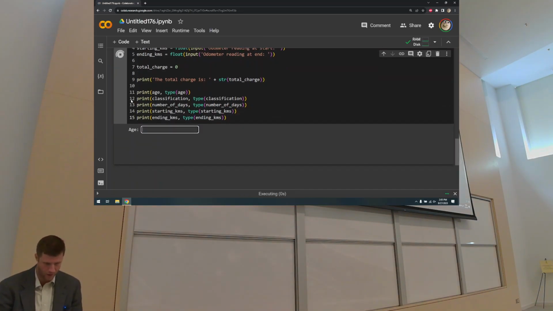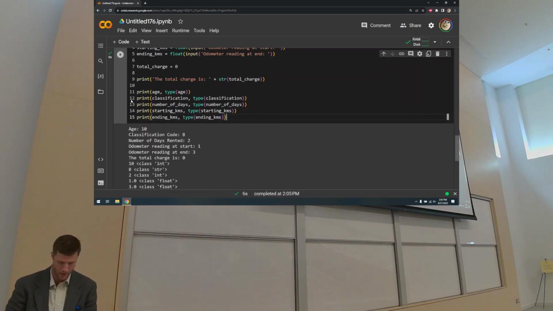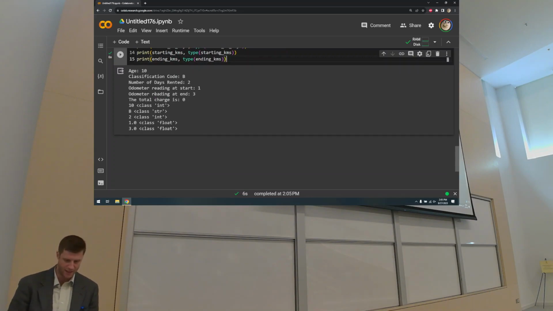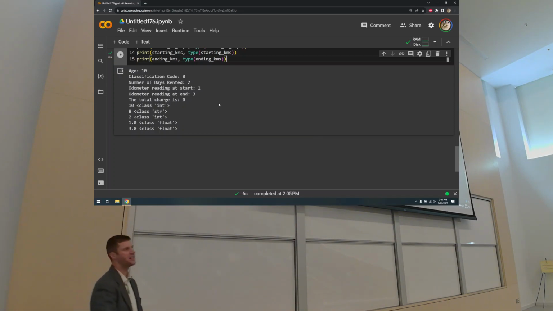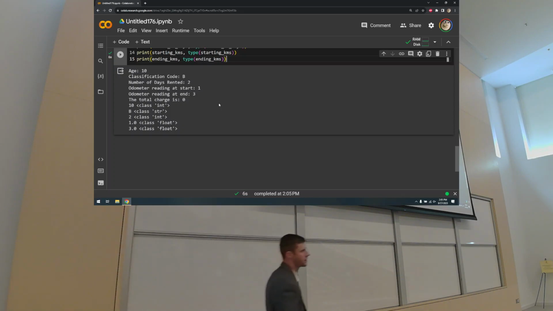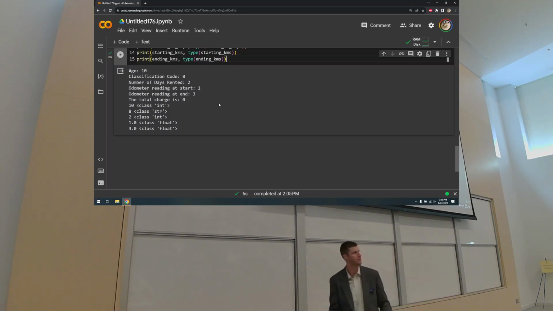if I hit run, 10, B, 2, 1, 3. I see 10, it's an int. B, it's a string. 2, it's an int. Float, yeah. That's what I would want. So with this, I couldn't really test it with an assert test. I just had to print it out to make sure it was giving me what I would expect based on the code I wrote.